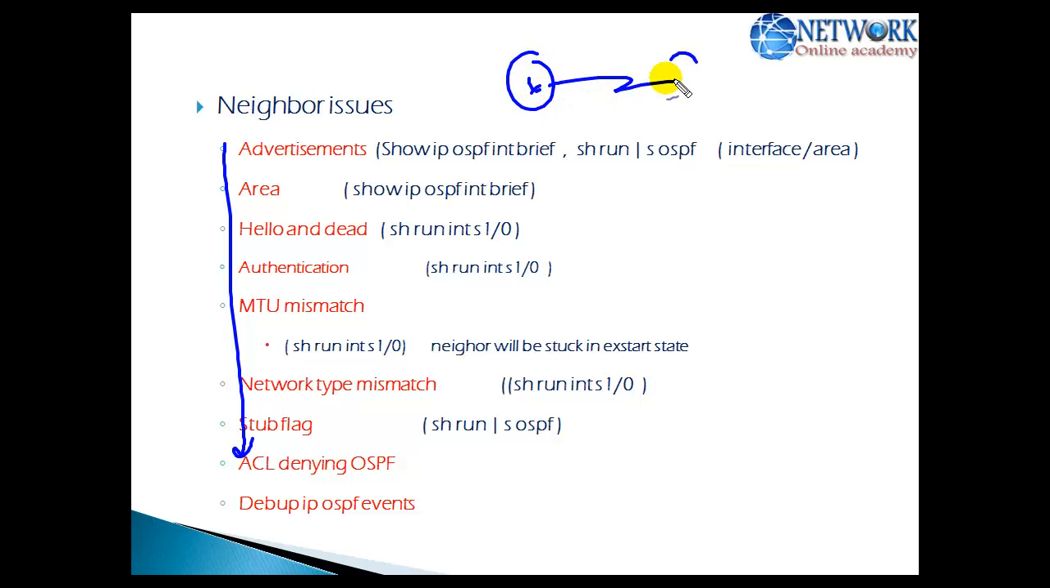If the neighborship comes up, then definitely the routes will come. Let's say the neighborship is up between the routers, and still a route is not coming. That means definitely either you are not advertising this interface, or there might be some route filtering applied which is denying the route. Route filtering, again, is an advanced topic which we do separately in CCNP. So let us verify this practically.